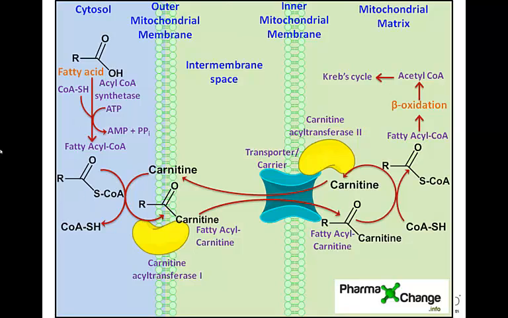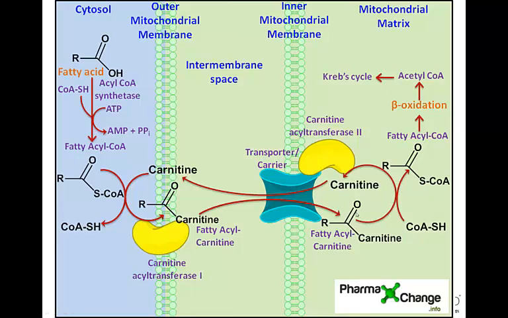The next step is to transport our fatty acyl-CoA into the mitochondrial matrix. However, we need a little help. Carnitine is going to be our helper. We're going to remove the CoH group and we're going to add a carnitine. The addition of carnitine is going to be done by the action of carnitine acyltransferase 1. So once carnitine has been added to our fatty acid, it's then shuttled into the mitochondrial matrix through a transporter protein.